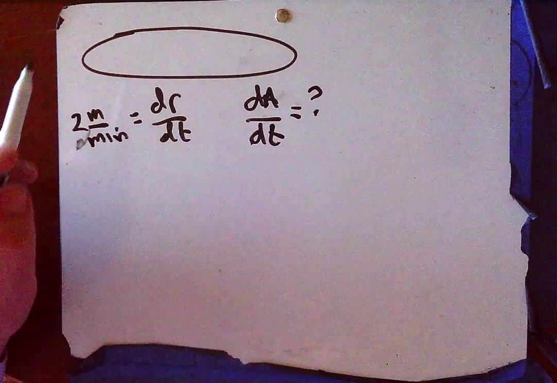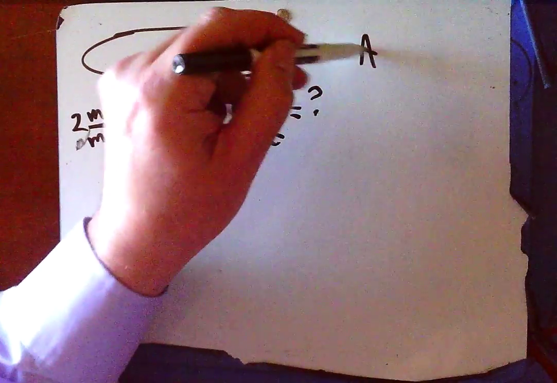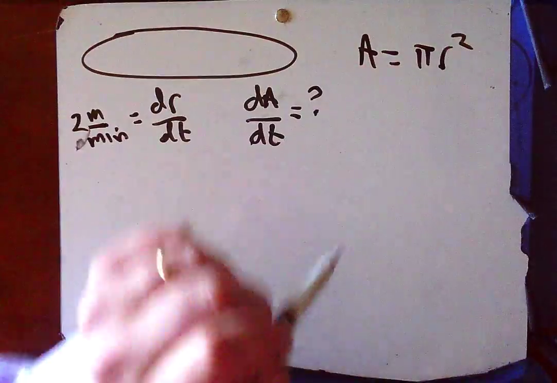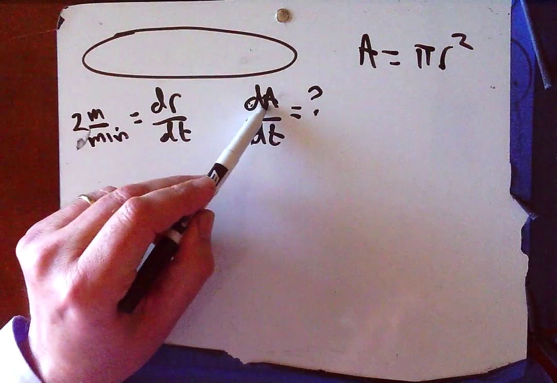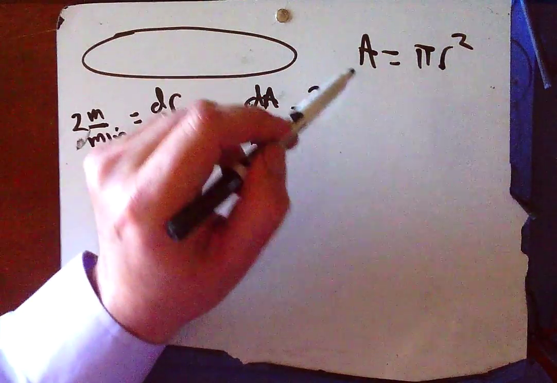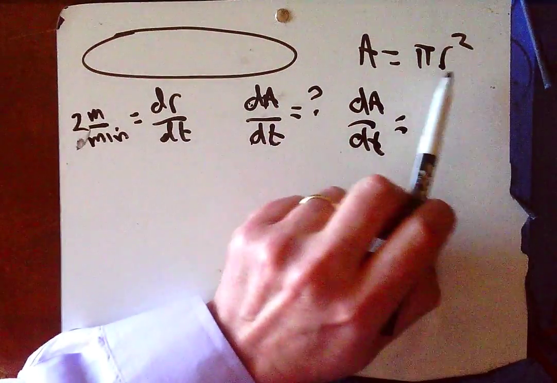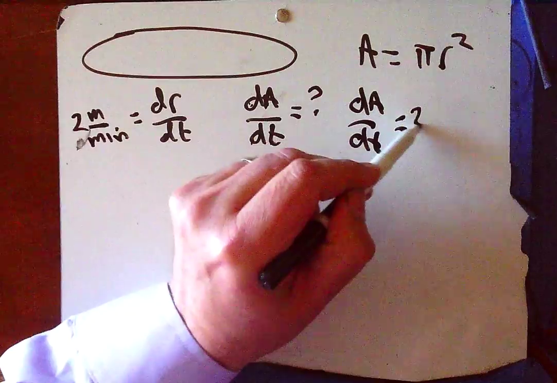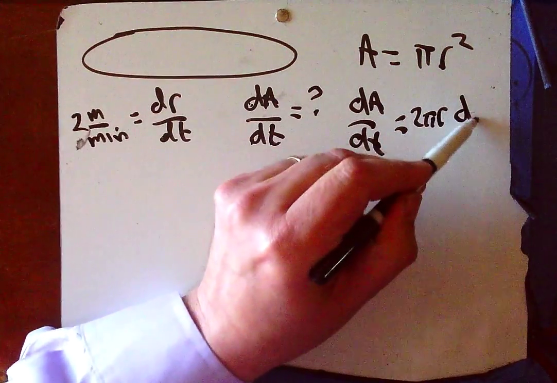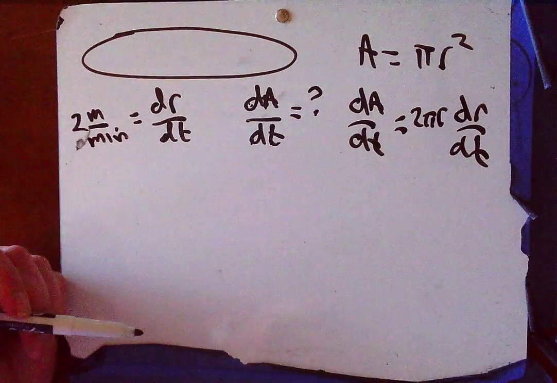So we're told this is circular. So I know that A equals pi r squared. And if I take the derivative of A with respect to time, I can get dA/dt. And over here, I'm going to have to take the derivative with respect to time. And I'll get 2 pi r dr/dt.